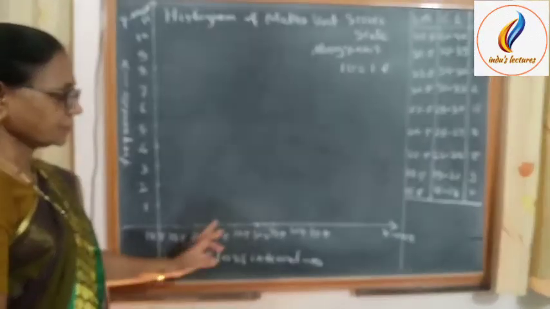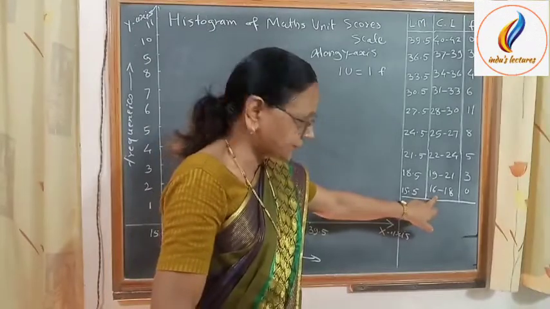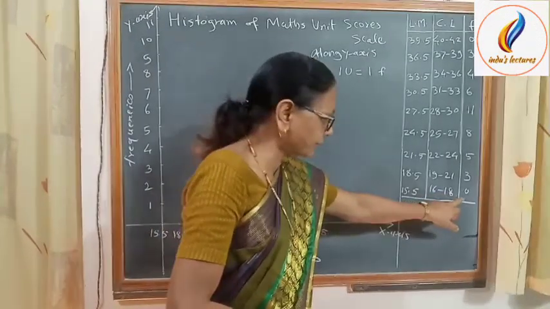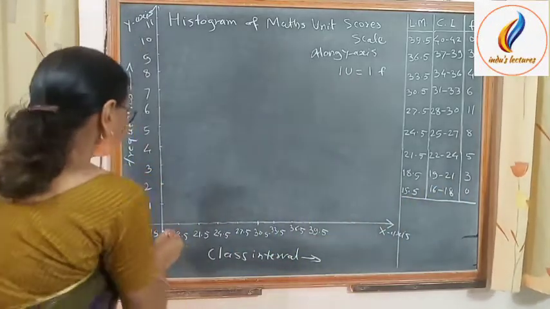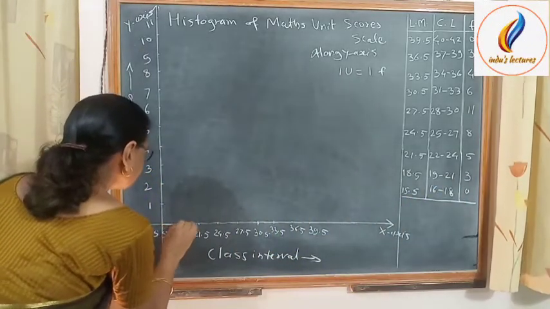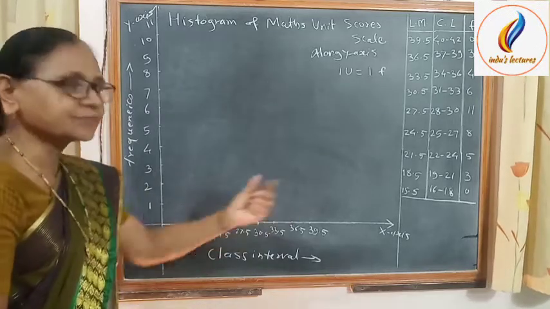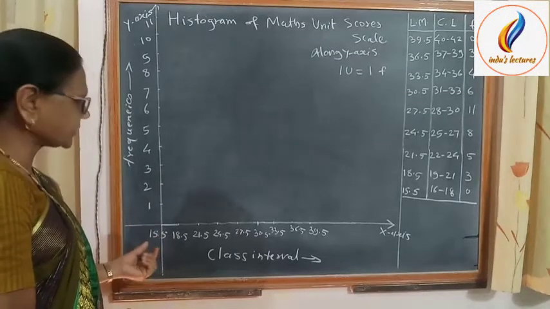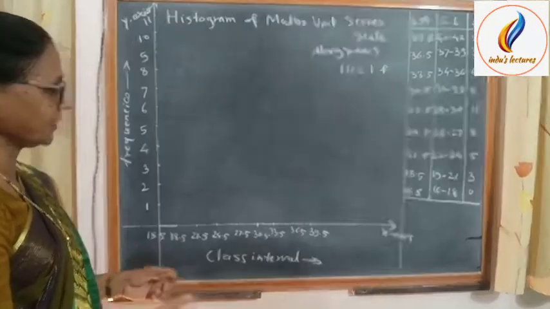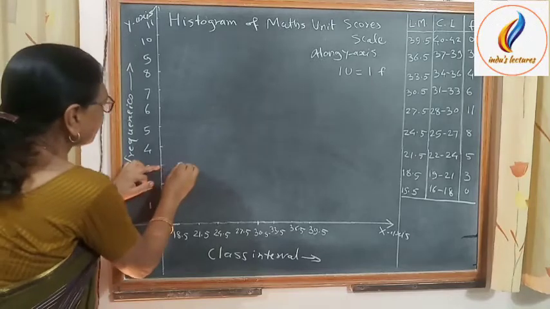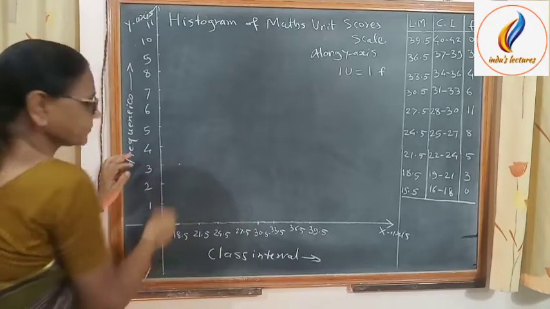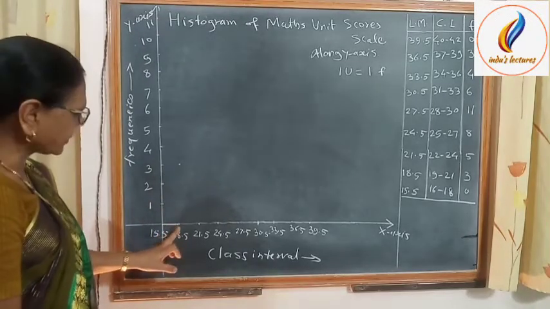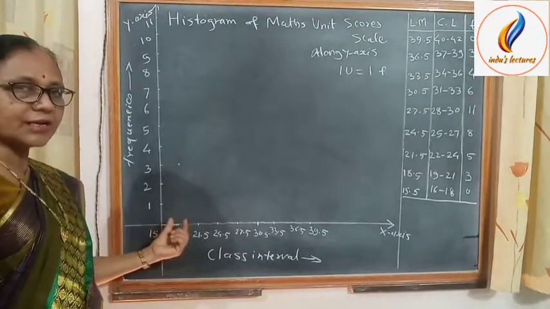Now the starting class interval is 16 to 18. Its frequency is 0, so no bar is visible for this class interval. Now for the next class interval, that means 19 to 21, the frequency is 3. So consider this point 3 and draw the bar, considering the lower limit 18.5, equal to the length of the class interval.